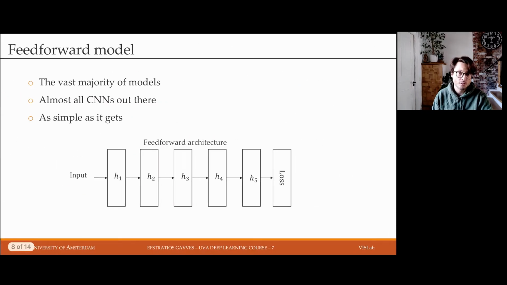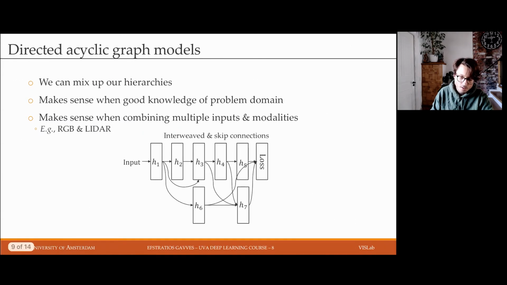A very simple model that we just saw is the feed-forward model, where each block feeds another block down the line, and so on and so forth. It comprises the vast majority of the models out there. It's vanilla, right? And almost all convolutional neural networks are feed-forward, one way or the other. It's as simple as it gets. So very easy to understand, to visualize, and to train most of the time.